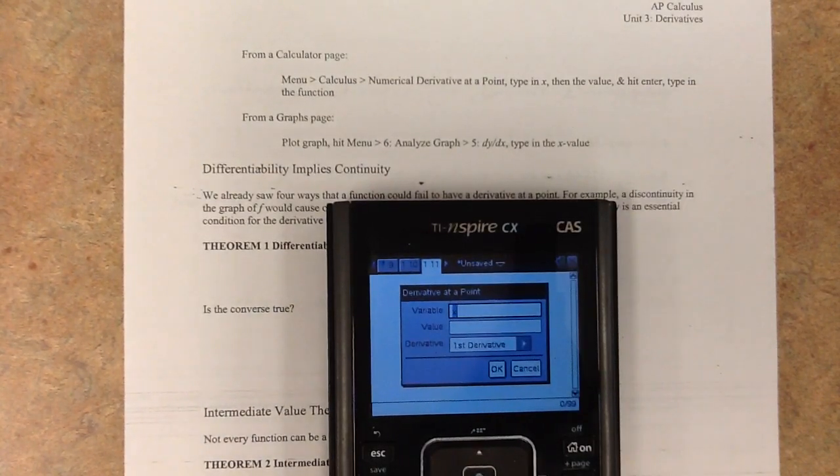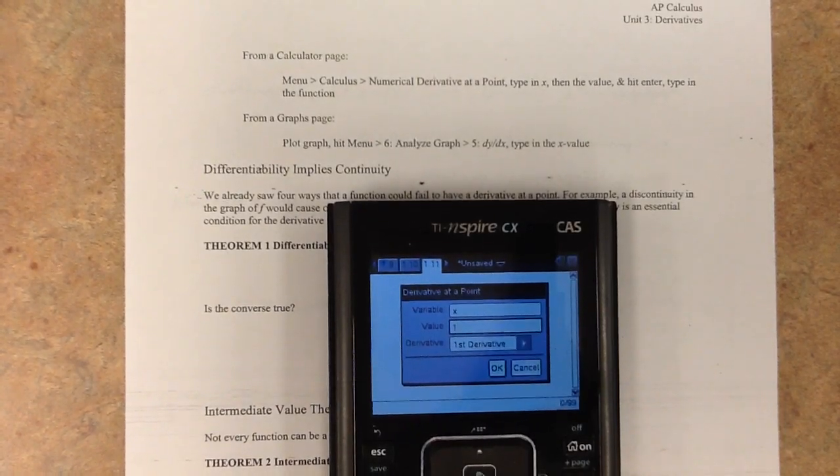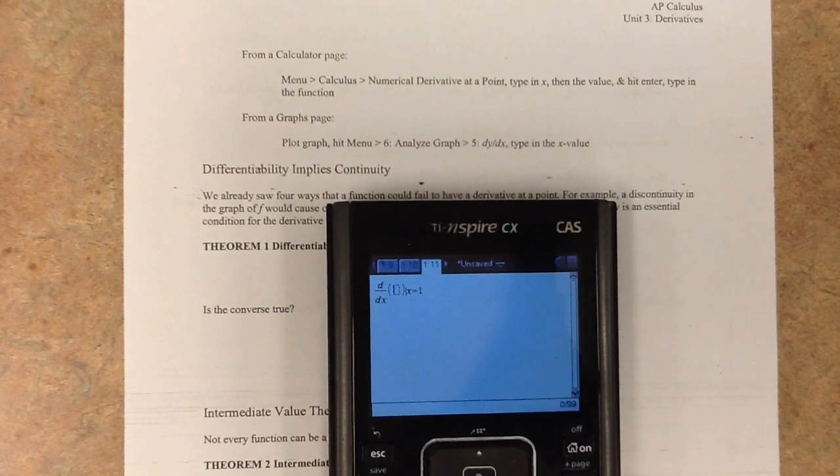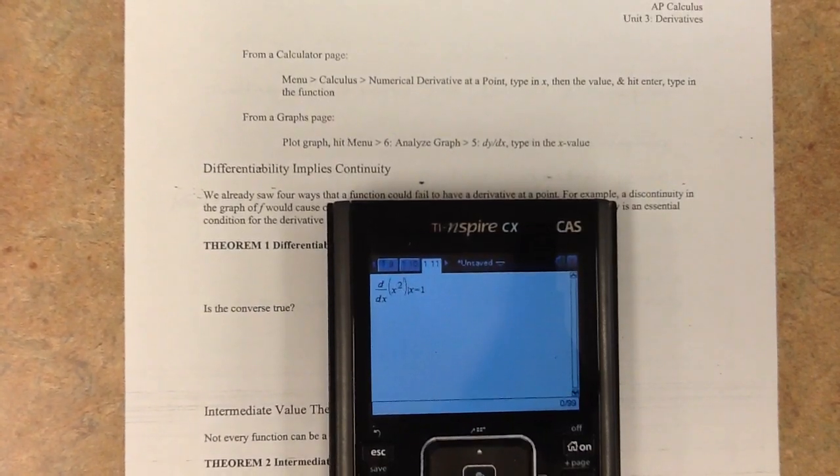The variable is x. Either it's already there or you can type it in. The value that we're looking at we said was 1. And we're taking the first derivative. In the future we'll take second derivatives, third derivatives, but that's nothing we need to worry about right now. So hit OK. And the function we're typing in is x squared. So the format looks exactly the same as the way it did on the 84 plus. So go ahead, hit enter, and we get that same value of 2.